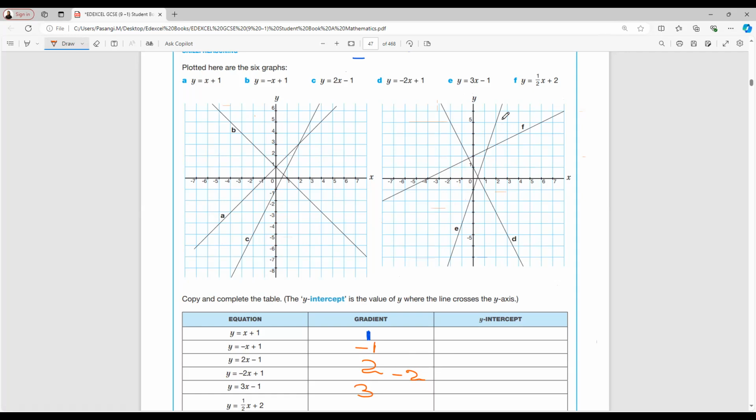Because here, if I select this point, and let me select this point. Okay, so what will happen? If this point, that means the coordinates are 2, 5. And here, if I select this point, that is minus 2 and minus 7. So if we take the difference of the y coordinates, 5 minus minus 7, divided by 2 minus minus 2. 5 minus minus 7 is 5 plus 7, divided by 2 plus 2. So 5 plus 7 is 12. 12 divided by 4 is 3.